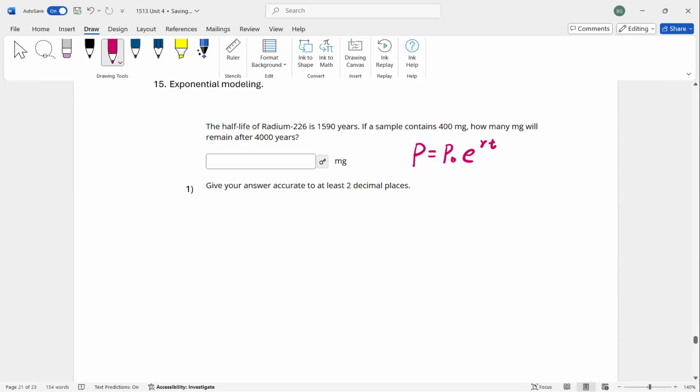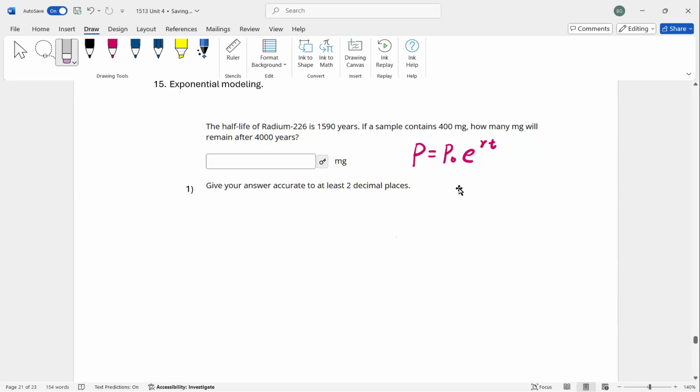Let me explain the meanings of those variables in this formula. This is the function that can do the exponential model. When we do the linear model, the function is y equals mx plus b, a straight line, right? And if we do an exponential model, the function we are going to use is P equals P sub 0 e to the power of rt. Let me explain the meaning.